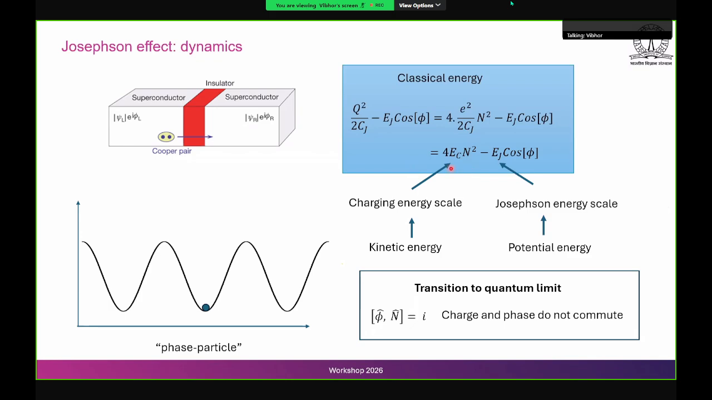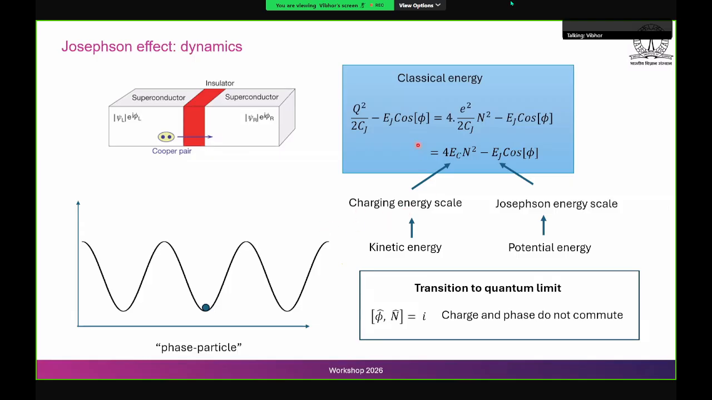Given that this number n and the superconducting phase difference phi are two conjugate variables, one can think of this as the potential energy and this as the kinetic energy equivalent. If you want to go to the quantum limit, we assert that n and phi follow a commutation relation and they do not commute. Then we can promote them to operators and write down the Hamiltonians, etc.